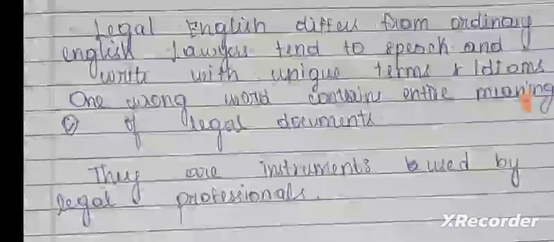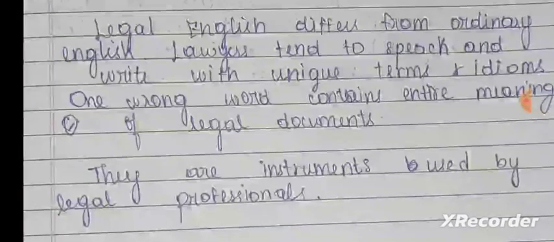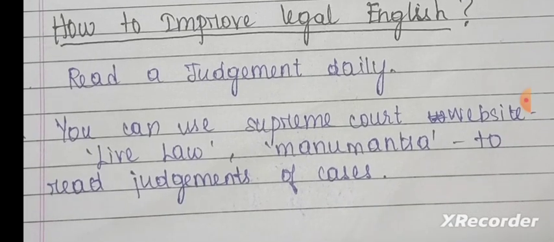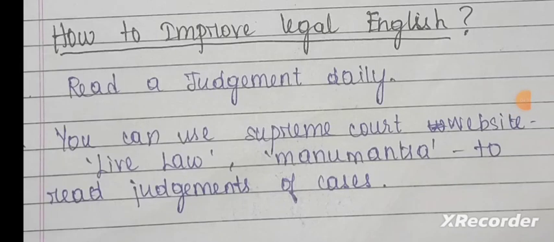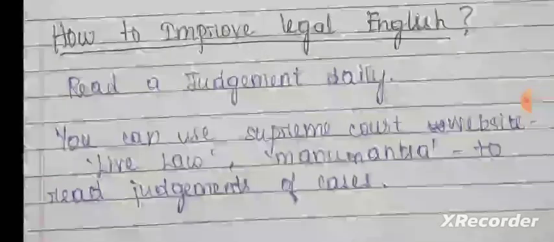Next, we'll come to how to improve legal English. Firstly, read a judgment daily. We have a lot of judgments going on on a day-to-day basis. Reading at least one judgment daily helps us in improving legal English. Second, you can use the Supreme Court's website. We have the Supreme Court's website as well as applications like Live Law and Manu Mantra to read judgments of cases. They provide important judgments which are updated daily. We can also read them.